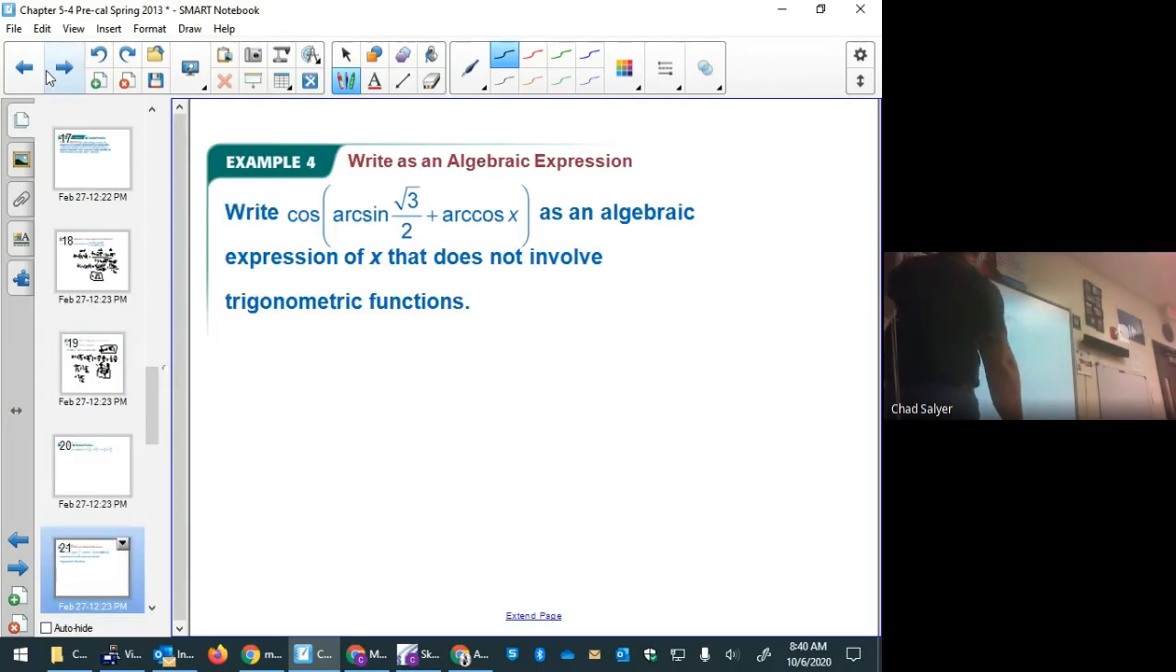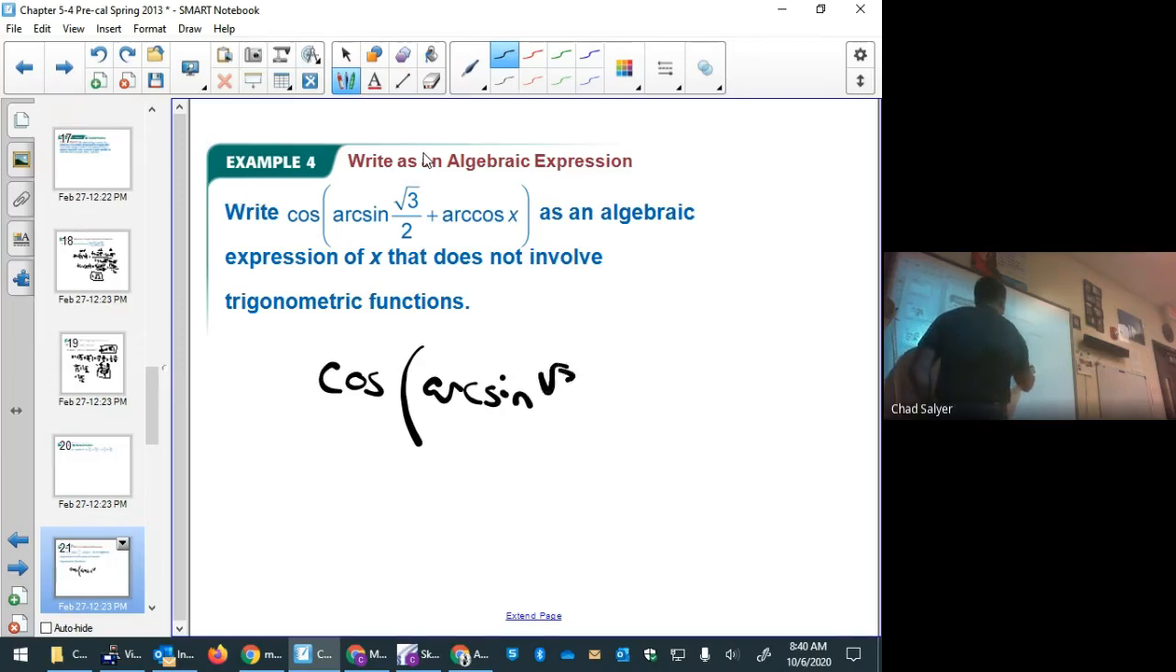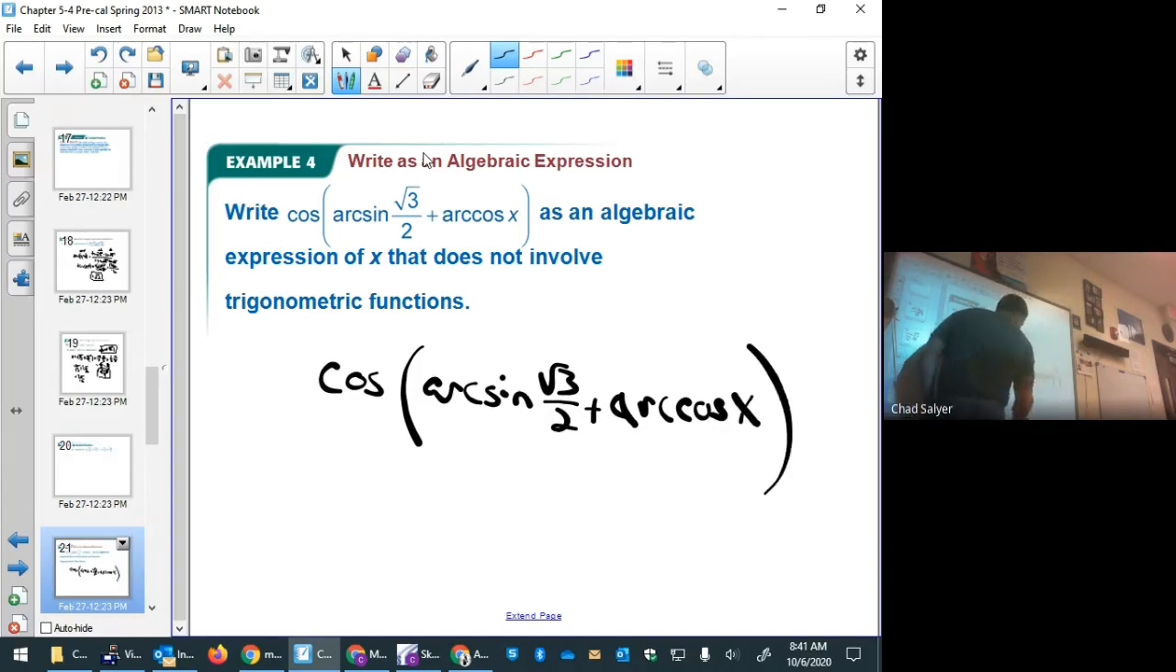Don't want that one. Let's talk about this one. Example 4. Write this as an algebraic expression of x that does not involve trig functions. Oh yeah, here's where it gets fun. Cosine of arc sine radical 3 over 2 plus arc cos x.